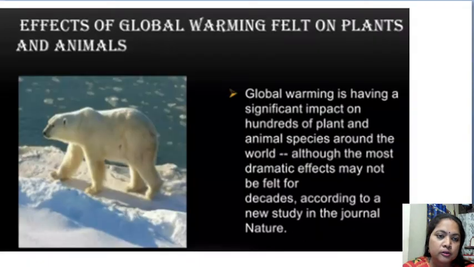Then if we see its effect on plants and animals, it is having a significant impact on hundreds of plant and animal species around the world. Although the most dramatic effect may not be felt for decades, according to a new study in the journal Nature. Okay, so if this effect is not observed within a few years, but definitely in the future, over a longer period, its impact will be easily marked.